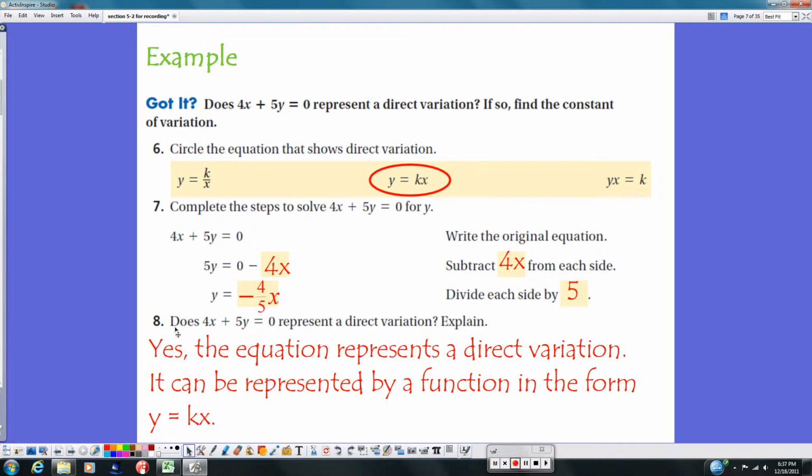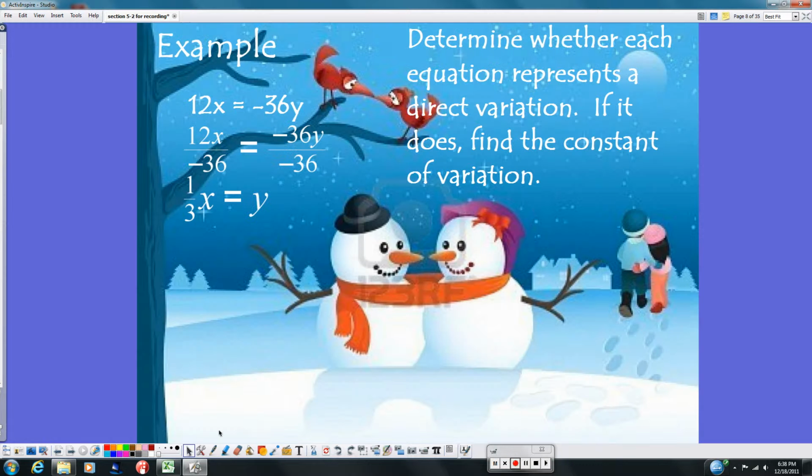First thing we're going to do is try and solve this equation for y. So we have 4x plus 5y equals 0. We're going to subtract 4x from both sides. Then we're going to divide both sides by 5 to get y equals negative 4/5 x. Does this represent a direct variation? Yes, because it can be represented in the form y equals kx, where k in this case is negative 4/5.